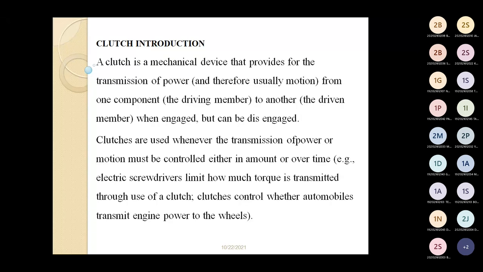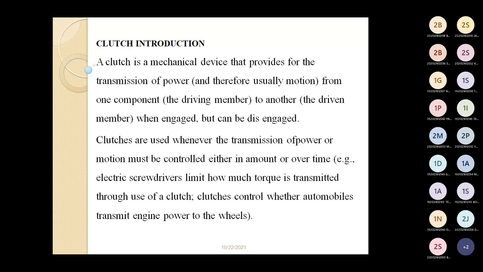What exactly is a clutch? It is a mechanical device which provides power transmission from one component to another component, that is, from the driving member to the driven member when engaged, but it can be disengaged.